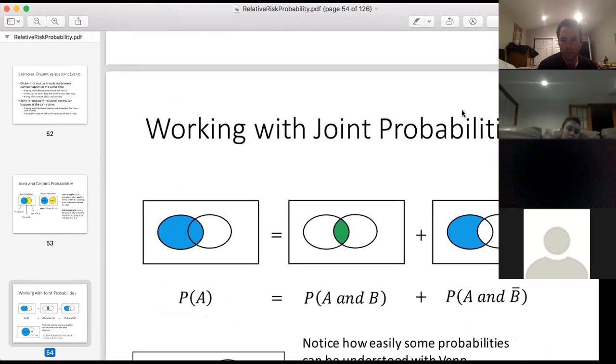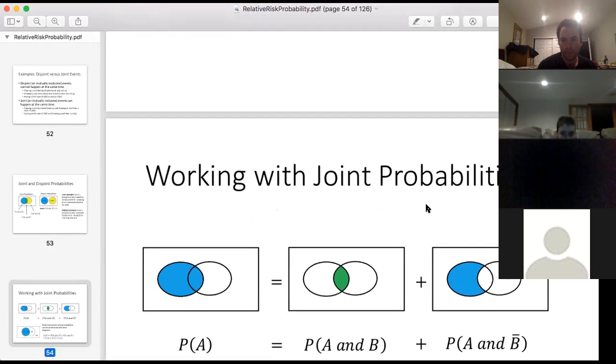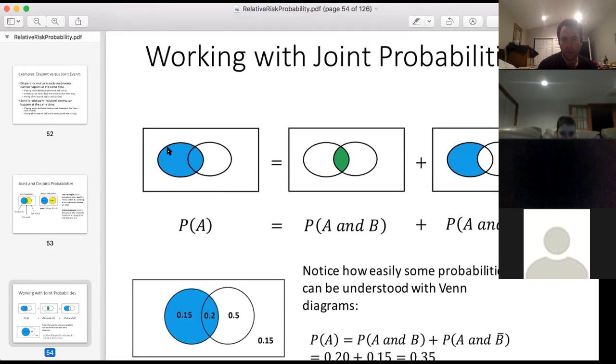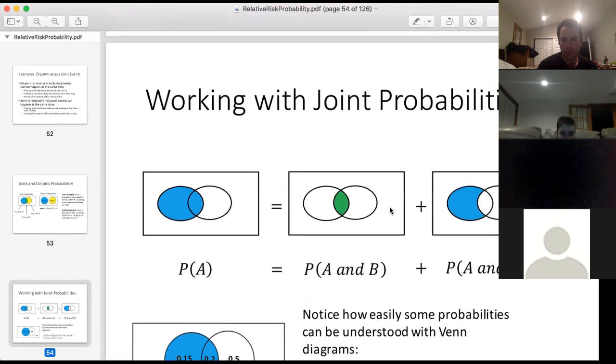Great questions. So here we talk about working with joint probabilities. In the shaded region, we have the probability of A in the blue, and then in the green, we have the probability of both A and B occurring at the same time. And then here on the right, we have the probability of A and not B. So we can say that the probability of A is equal to the probability of A and not B plus the probability of A and B, so that we can fill in this entire circle here.